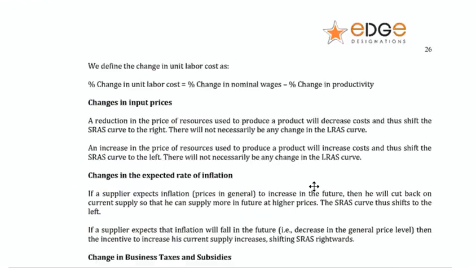Over the page, we've just got a nice little formula. What is the change in the unit labor cost? The percentage change in unit labor cost is the percentage change in nominal wages less the percentage change in productivity. Because remember, those go hand in hand, the actual wages themselves as well as the level of productivity.